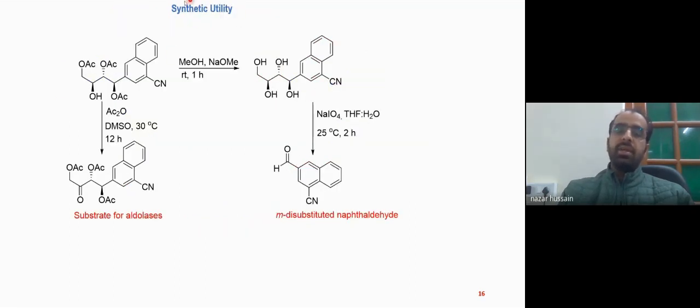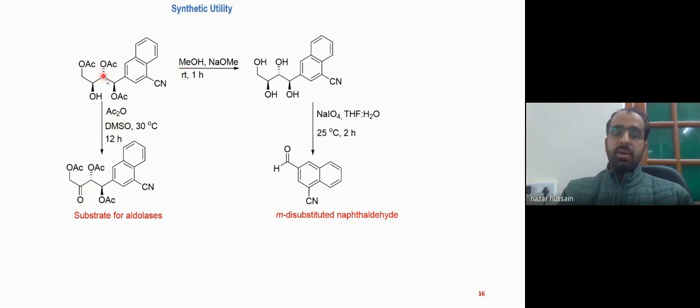This is a synthetic utility of this approach. We utilize some of our synthesized molecules for the synthesis of some of the substrate for aldolases. So this is the substrate utilized by aldolase enzyme, and we successfully oxidize this hydroxy group by utilizing acetic anhydride and DMSO to give this keto compound.